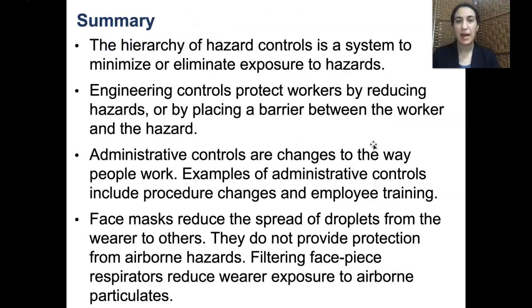To wrap things up, let's review a brief summary of key concepts. First, the hierarchy of hazard controls is a system to minimize or eliminate exposure to hazards. Engineering controls protect workers by reducing hazards, or by placing a barrier between the hazard and the worker. Administrative controls are changes to the way people work. Examples of administrative controls include procedure changes and employee training.